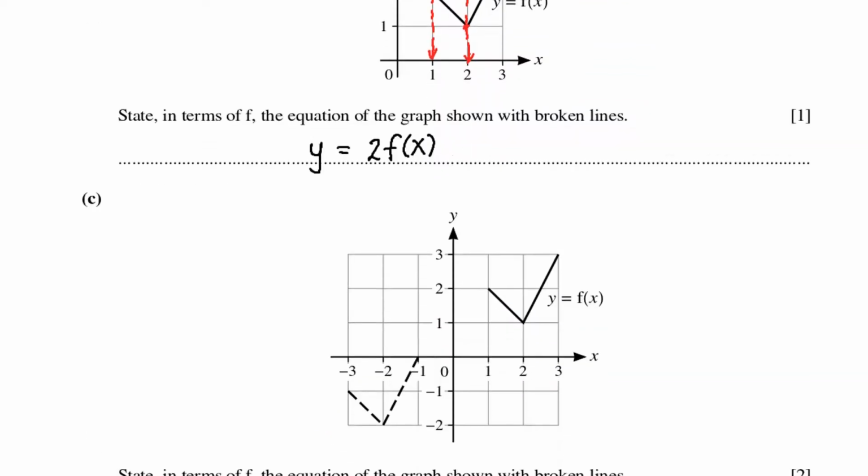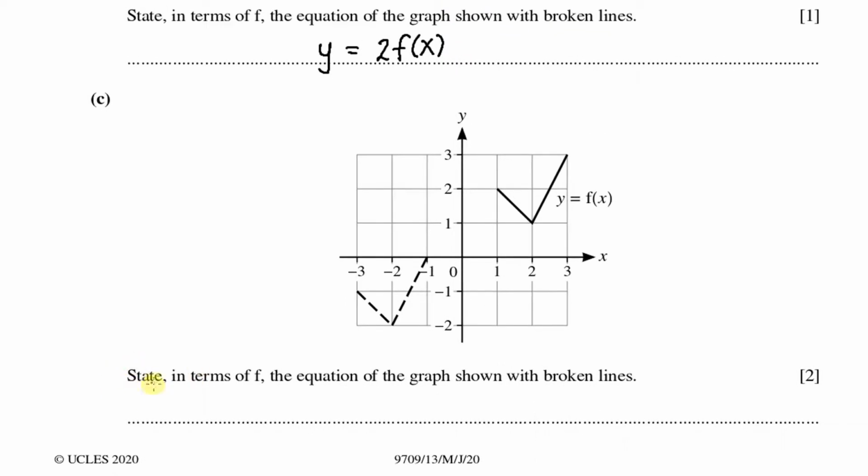Then to part C, again it says, state in terms of f the equation of the graph shown with broken lines. So here we can see that the graph y is equal to f of x is being translated to the graph with broken lines. It's actually moving in a straight line but maintaining its original dimensions. So it shows that it's a combination of translations. So I'll try to move from this point to its image, which is here.